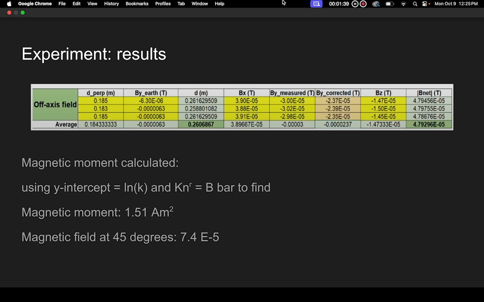And here were our results. Using the data, we could calculate the magnetic moment, and using that, we could also find the magnetic fields, which was 7.4 E-5.